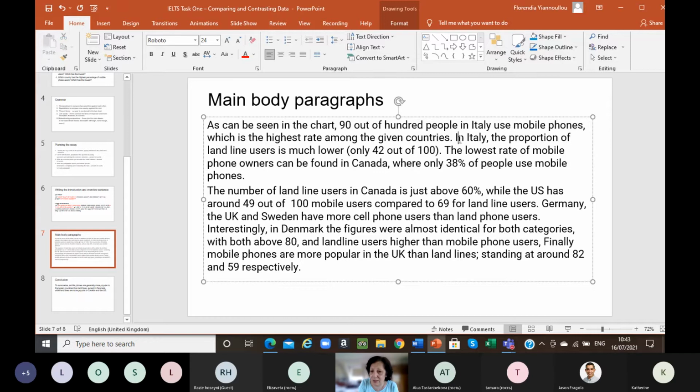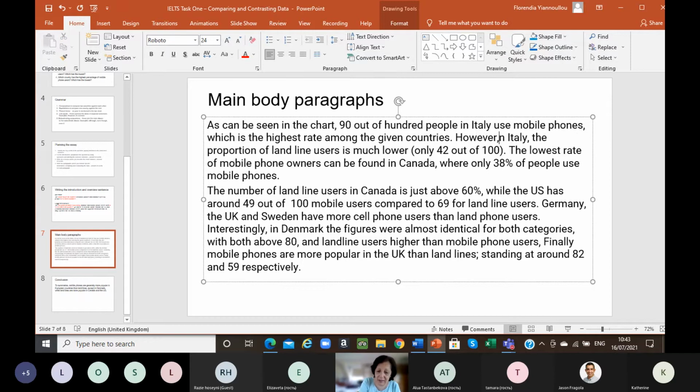You could, if you wanted, have added "however", as I was saying to you, in the exam they like you to use link words. However, in Italy, the proportion of landline users is much lower. So again, you've got a link word there as well. If you find when you first write the essay you've forgotten one, add it in later. However, in Italy, so again, we're showing a contrast there, aren't we? So that's the first paragraph.